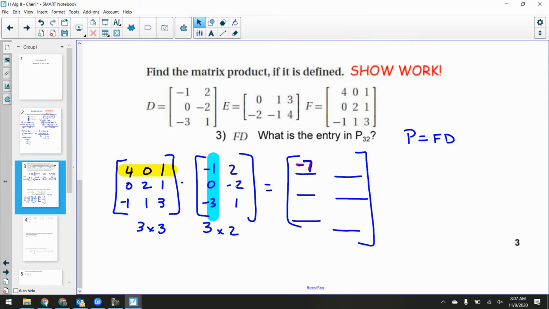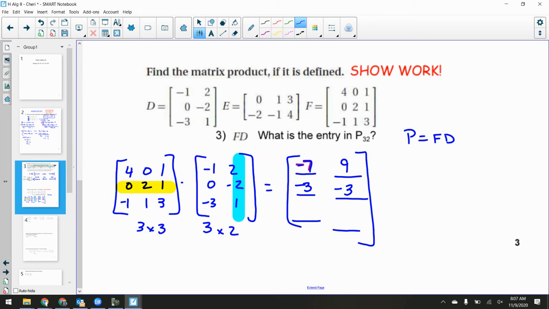We do row 1, column 2. So 8, 0, and 1 make 9. We have row 2, column 1. So we've got 0, 0, and negative 3, so negative 3. We've got row 2, column 2: 0, negative 4, and 1, so negative 3. We take row 3, column 1. We've got 1, 0, and negative 9, so negative 8. And then row 3, column 2: negative 2, negative 2, so we're at negative 4 so far, and then 3, so negative 1 altogether. And that's my answer.